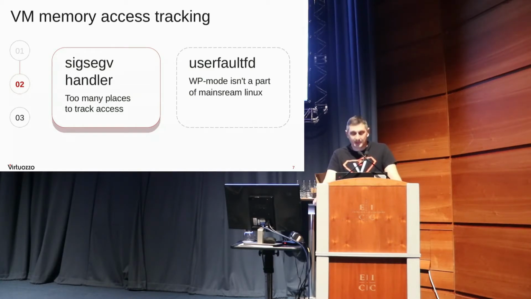Actually, migration already uses userfaultfd for post-copy migration, but it turned out that userfaultfd doesn't have write-protected mode tracking yet. But I know that some person is working really hard to make it happen soon. So we totally rely on that userfaultfd feature.